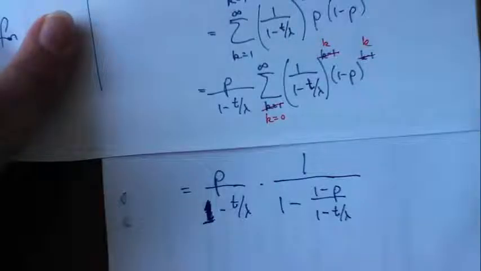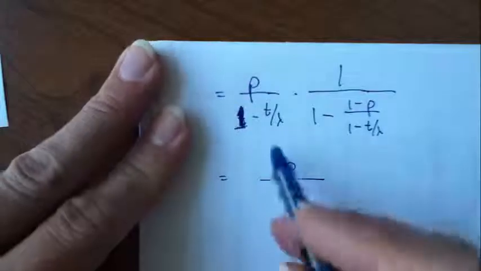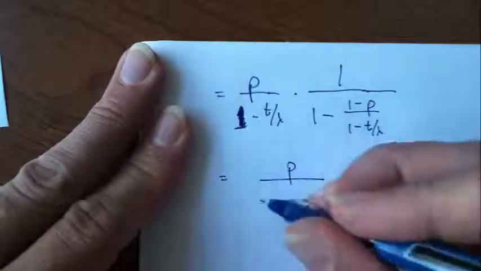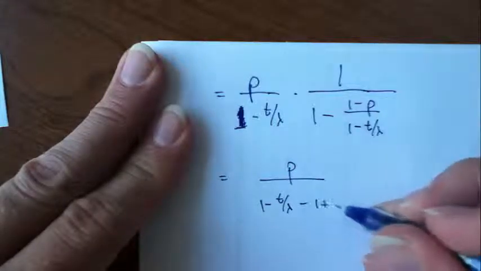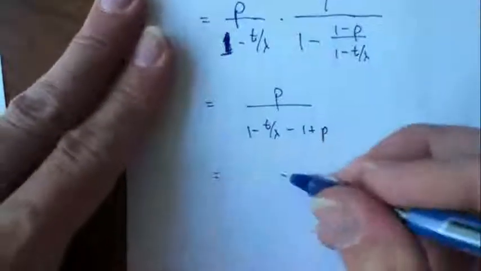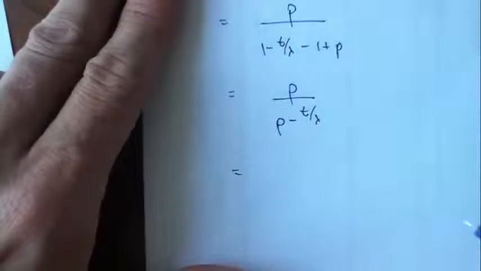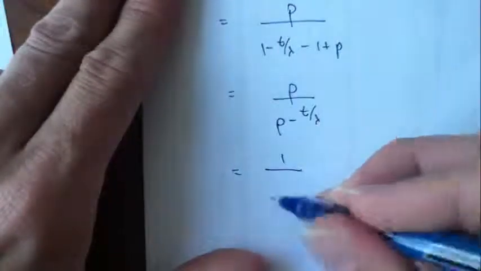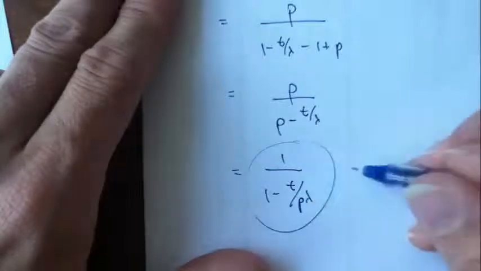All right, so what is that? I've got a p on top, and I multiply through the bottom by all this stuff. I get 1 minus t over lambda minus 1 plus p. So that's looking like p over p minus t over lambda, or if I divide the top and bottom by p, I get 1 over 1 minus t over p lambda, which is the moment generating function for an exponential with parameter p lambda.